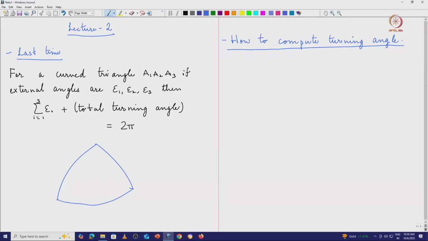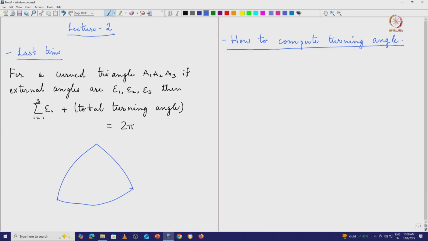Last time we looked at two possible generalizations of the angle sum property. One of them was that for a curved triangle, let's call it A1, A2, A3, if the external angles are epsilon 1, epsilon 2, epsilon 3, then the sum of the external angles plus the total turning angle of the tangent vector to the edges, because remember you are looking at a curved triangle, turns out to be exactly 2 pi.